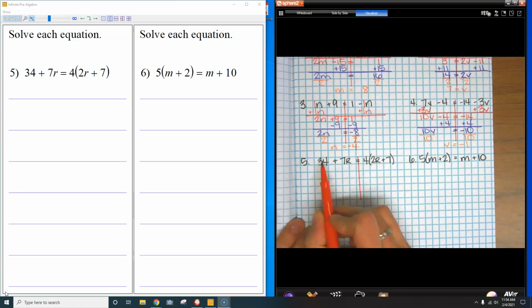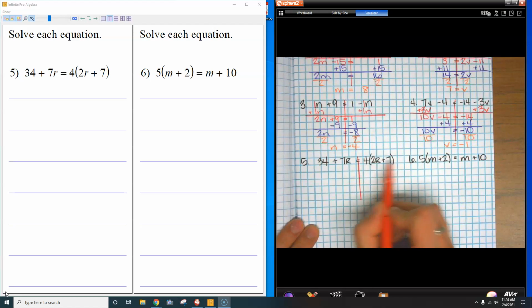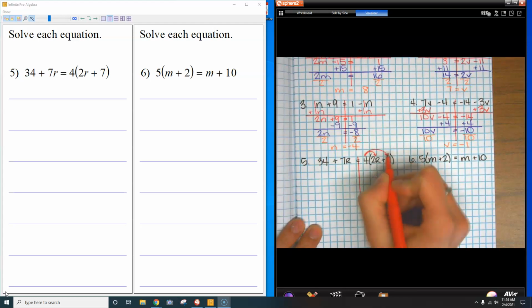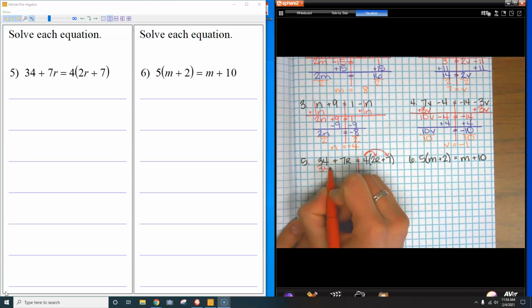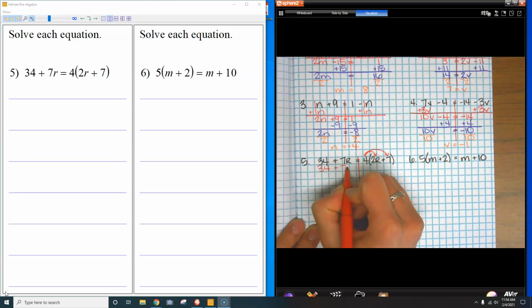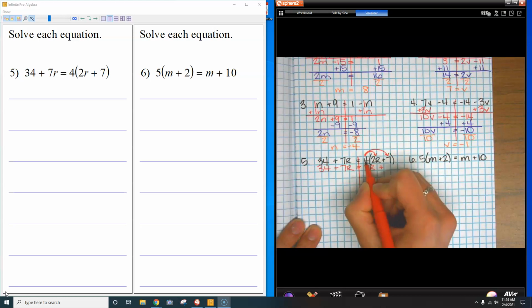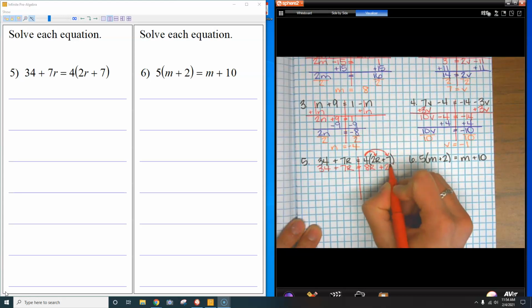So these two terms on the left are not like terms, so there's nothing we do with them. And we have some like terms here, but in the order of operations, we start with multiplication. So everything on the left just comes down. 34 plus 7r comes down, equals 4 times 2r is 8r, plus 4 times 7 is 28.